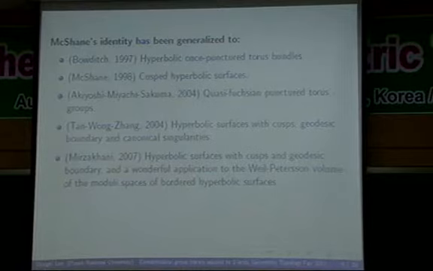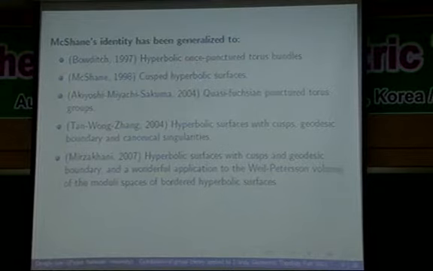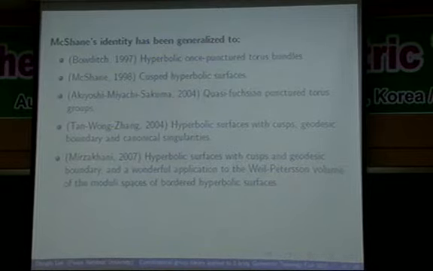Since McShane's identity first appeared in 1991, it has been generalized to other hyperbolic surfaces and hyperbolic three-manifolds. In particular, in 2007, Mirzakhani generalized McShane's identity to hyperbolic surfaces with cusps and geodesic boundary, and she found a wonderful application to the relative comparison of the moduli spaces of hyperbolic surfaces.